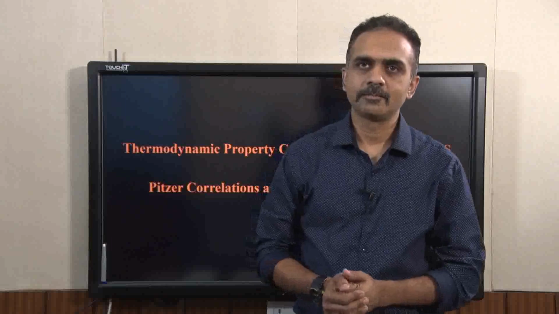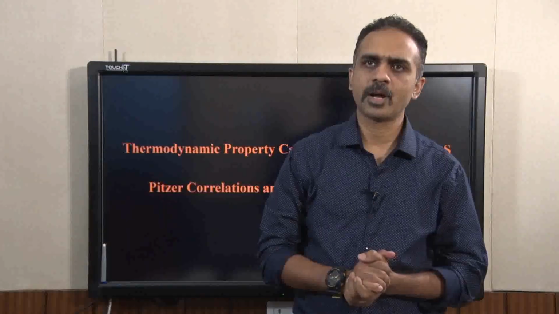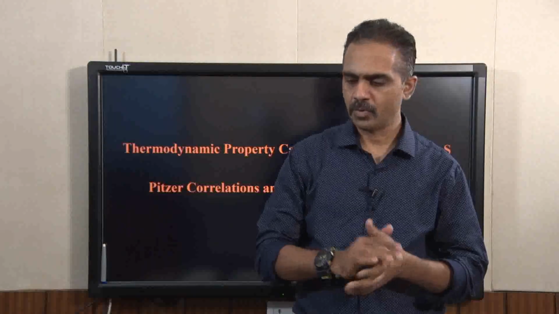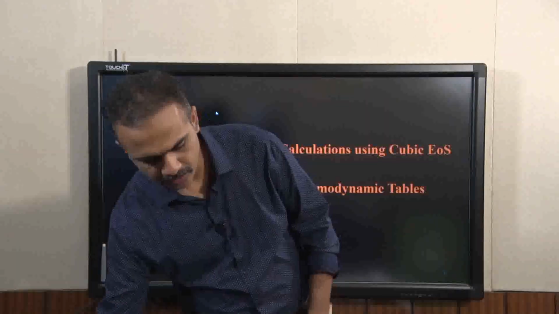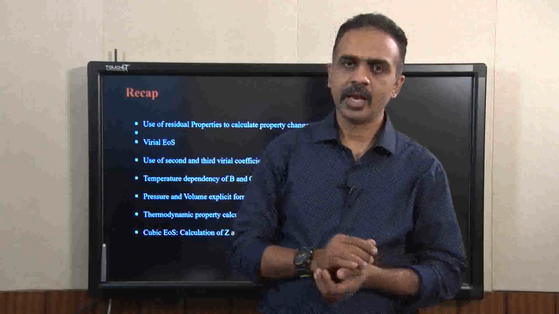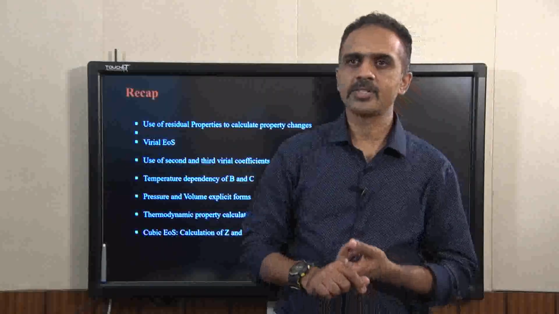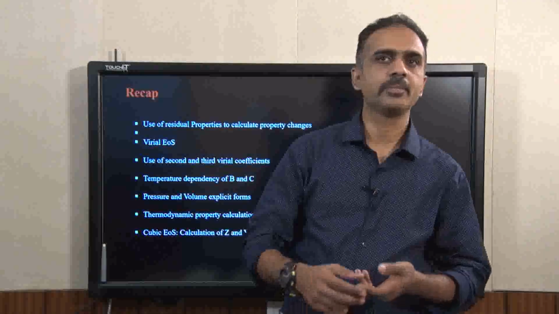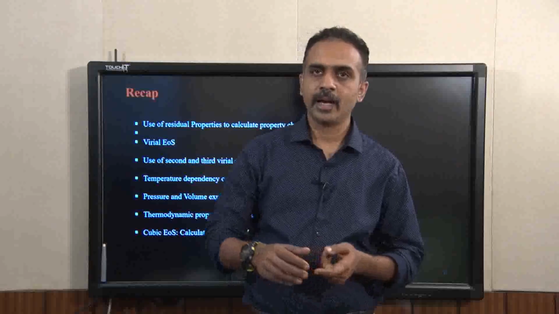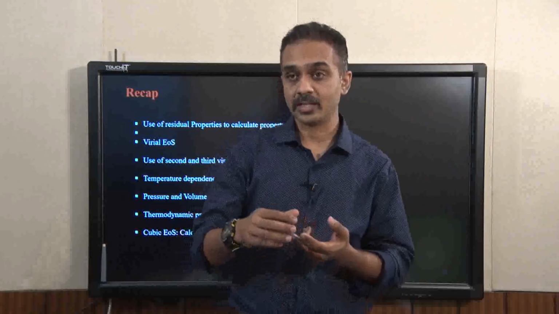Hello and welcome back. In the previous lectures, we were looking at changes in thermodynamic properties over a process, and we looked at calculation of these changes for ideal gases. Then we introduced the concept of residual properties, which are corrections over the ideal gas. And we have looked at how to calculate these residual properties, like residual enthalpy, residual entropy, residual Gibbs free energy, using the virial equation of state. We have looked at how to calculate them using second and third virial coefficients.